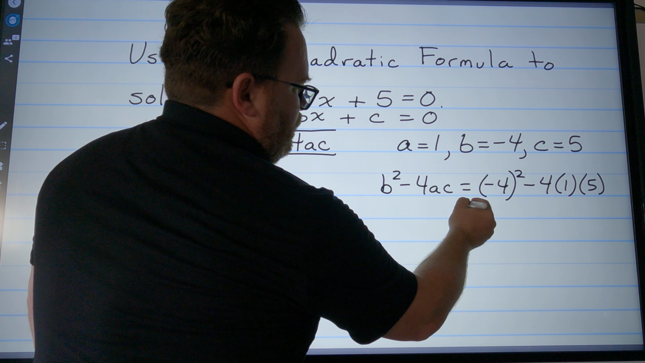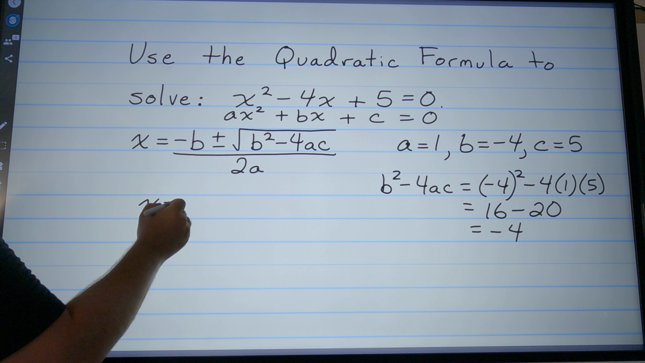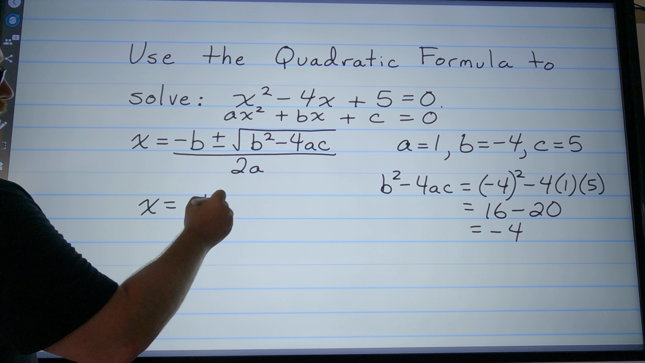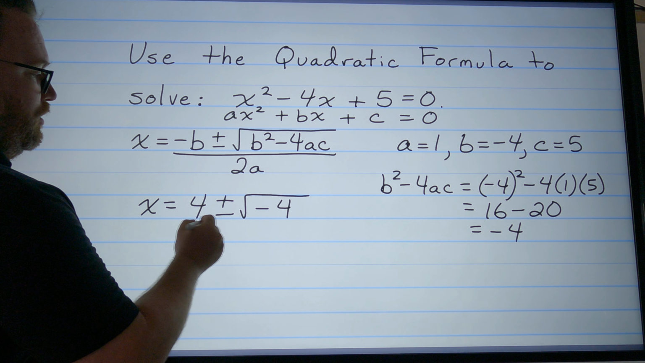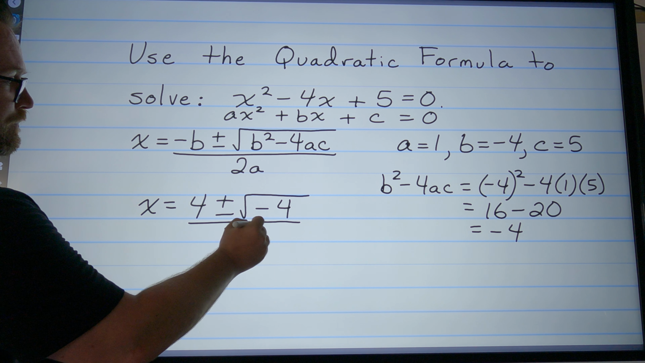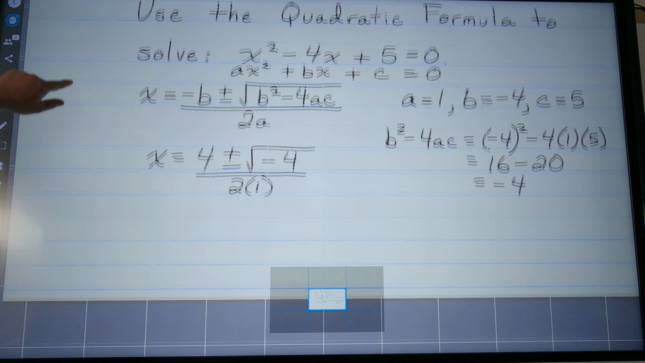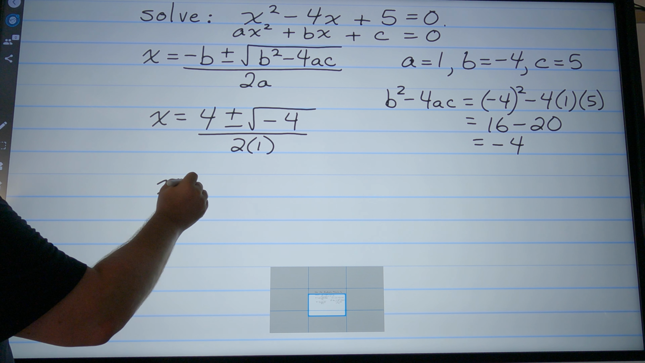All right, so let's fill out our quadratic formula by substituting in the values of a, b, and c. So I'm going to say x equals negative b. So the negative of negative 4, which is positive 4, plus or minus the square root of the discriminant, negative 4, all over 2 times a, so 2 times 1. So working this out, we get x equals 4 plus or minus.